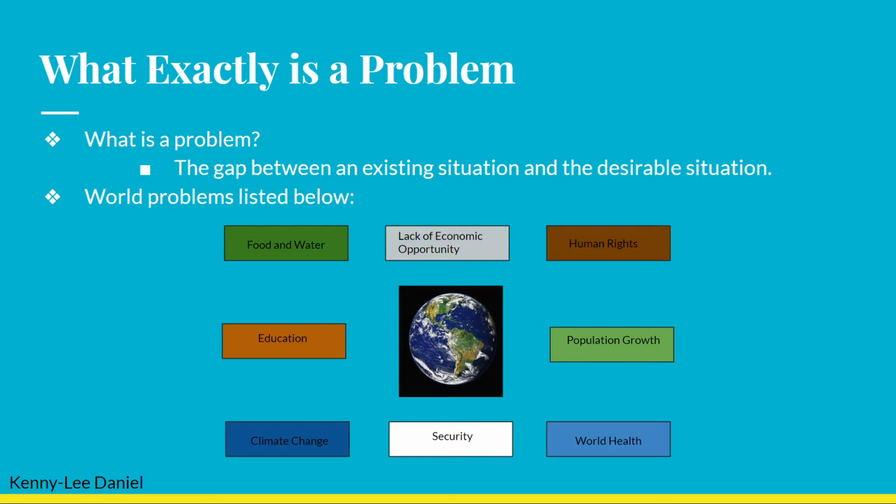Today's world has many problems, starting from food and water. As the population grows, we need more crops, and crops require a lot of water, which creates a bigger problem as we already have water shortages throughout the world.